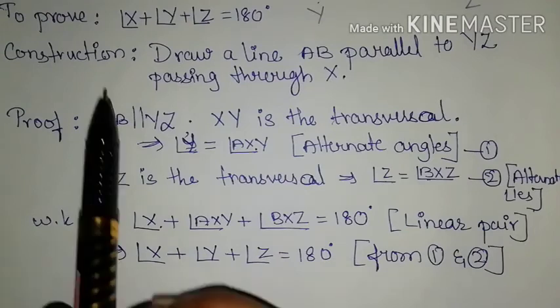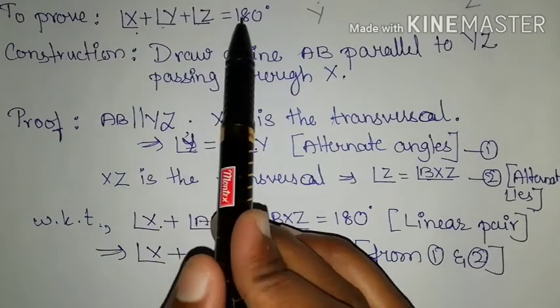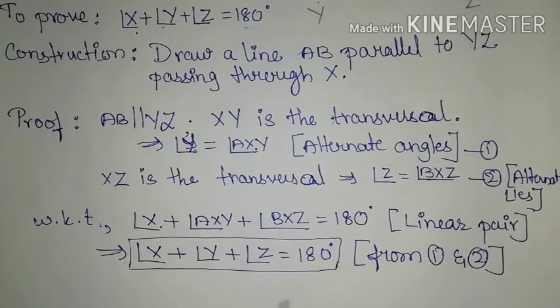So we needed to prove that X plus Y plus Z, that is the sum of interior angles, is 180 degrees. Our proof got us the result which was required. So the sum of interior angles of a triangle, no matter what their measure is, is always equal to 180 degrees. Hence proved.